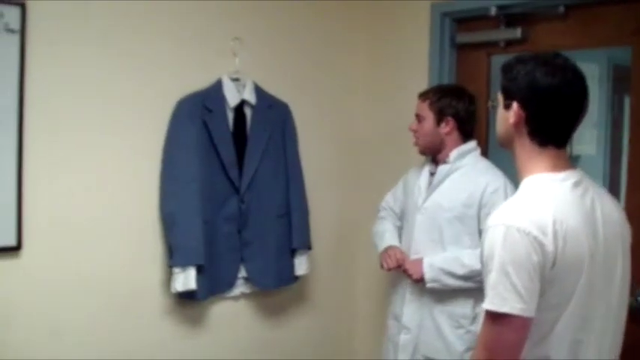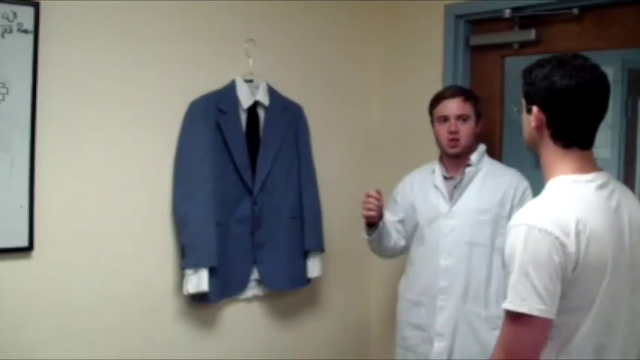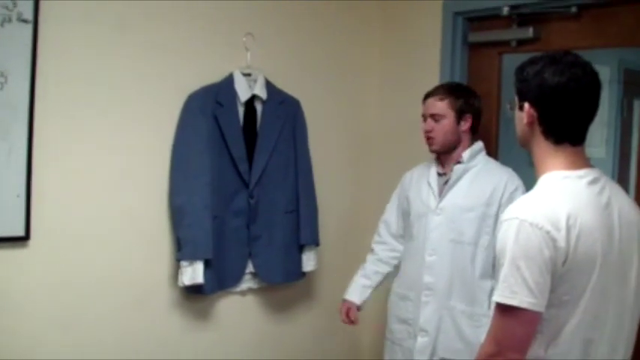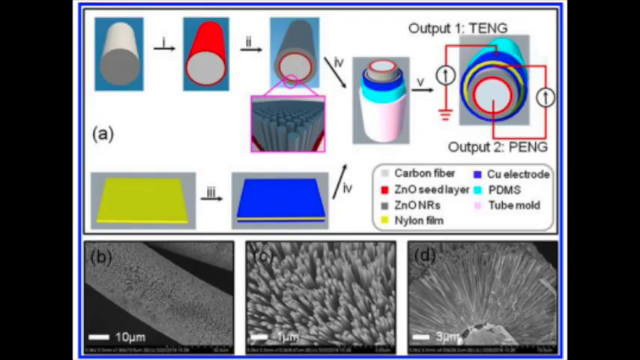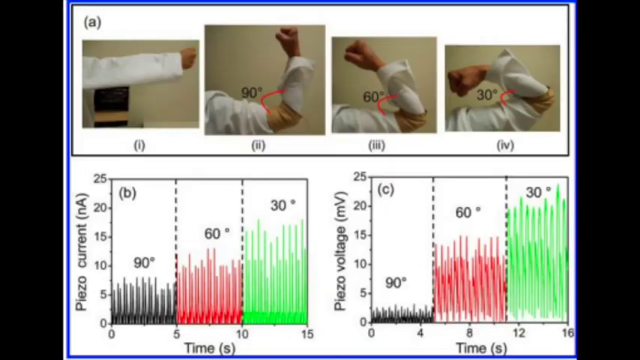Your final gadget harnesses your biomechanical movements through the use of fibers coated in zinc oxide nanowires that work like I showed you before. When they are bent, they produce electricity. So these are woven throughout here to maximize your electrical output. This fiber-based hybrid nanogenerator is a 3D coaxial and fully integrated device containing a piezoelectric nanogenerator unit, output 2, in the core, and a triboelectric nanogenerator unit in the shell, output 1. The instantaneous output power density of the triboelectric and piezoelectric nanogenerators can achieve 42.6 and 10.2 milliwatts per meter squared, respectively.